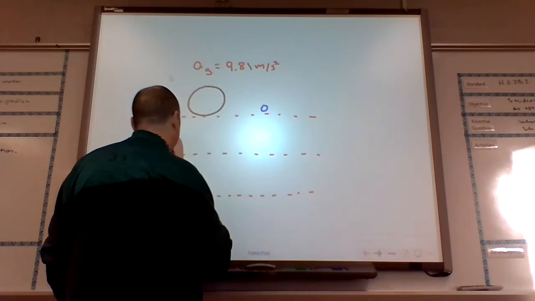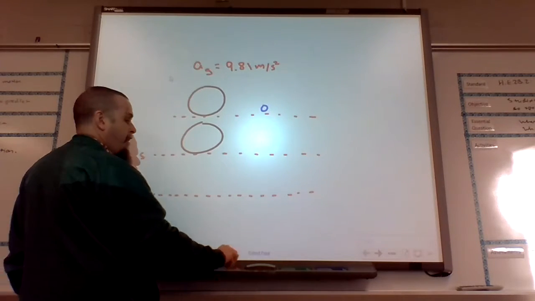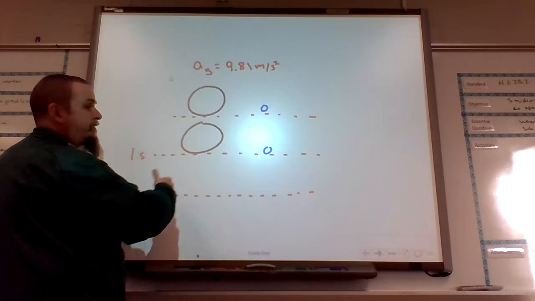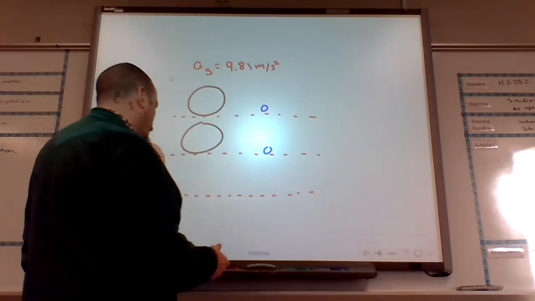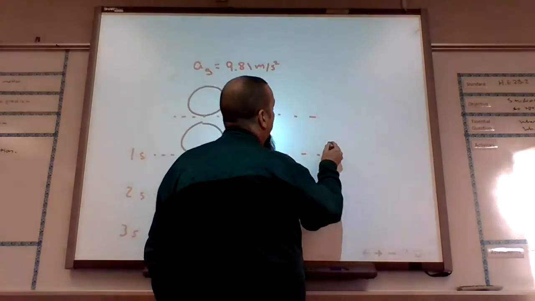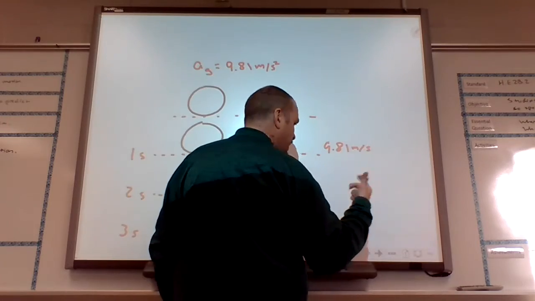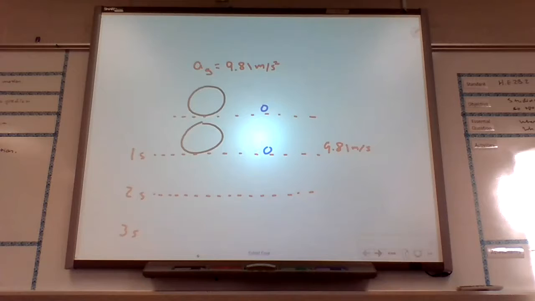So after 1 second of free fall, my big object would be here. My small one would be there. They'd have fallen the same distance and they would attain the same velocity. After 1 second of free fall, they'd both be moving 9.81 meters per second. They would fall the same distance and they would have reached the same speed in the absence of air resistance.